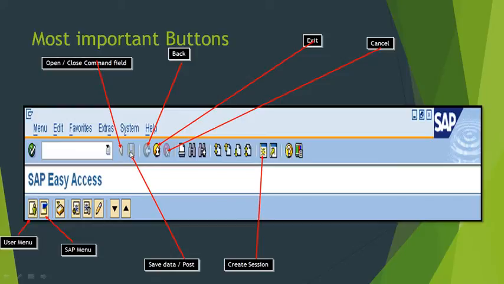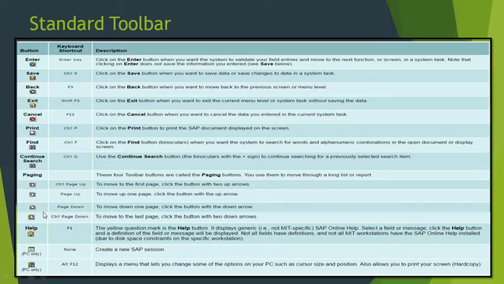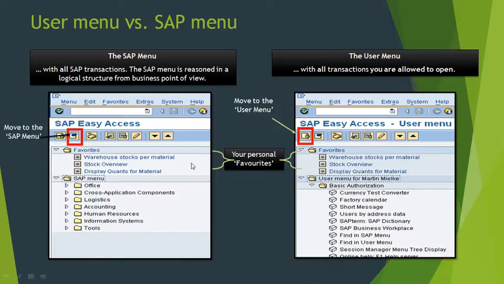This is the save data button. If you are in any transaction and you need to save the data, just click on this button and your data will be saved. The two most important buttons again here are the user menu and the SAP menu. This is the screen which I have put here, like this is the standard toolbar. You can go through each and every button, all the descriptions are mentioned here, and these are the keyboard shortcuts which I have mentioned, so just go through it.